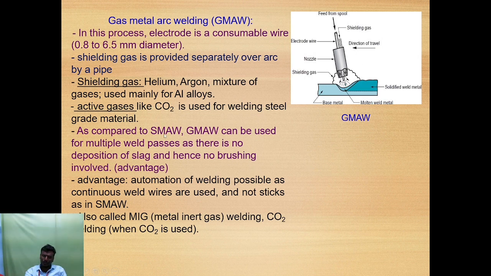As compared to SMAW, gas metal arc welding can be used for multiple weld passes, as there is no slag and hence no chipping involved. In addition, automation of welding is possible because continuous weld wire is used, unlike the hard sticks in shielded metal arc welding. It is also called metal inert gas welding.